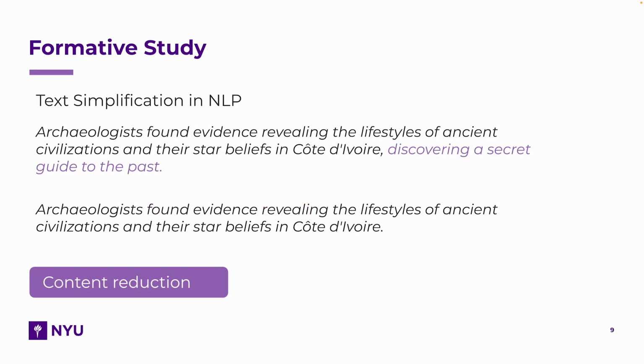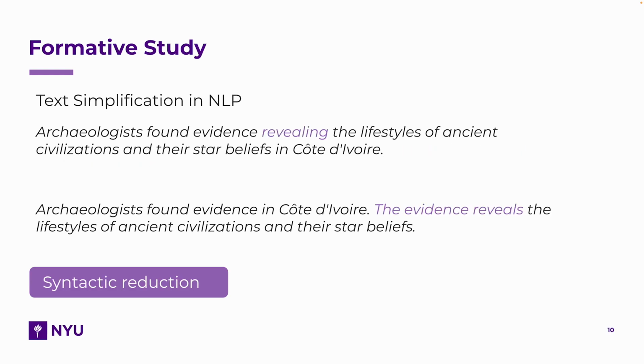The second technique is content reduction, which removes redundant words and phrases from the original text. For example, here we remove the sentence, discovering a secret guide to the past. The third technique is syntactic reduction, which simplifies the grammar structure of the original text. For example, in this sentence, we split the sentence into two to make it more readable.